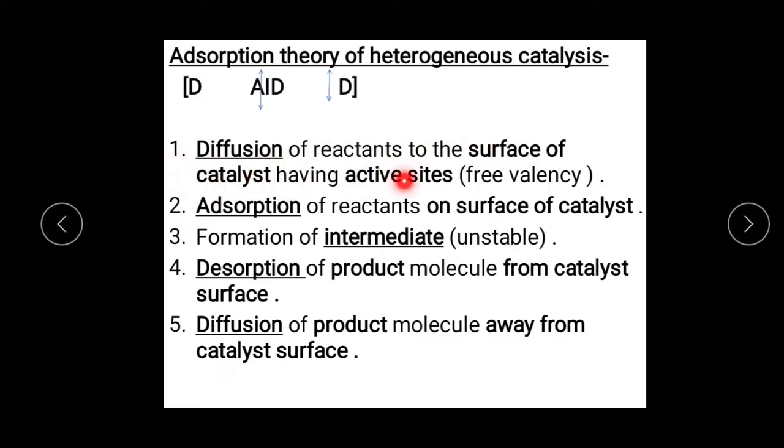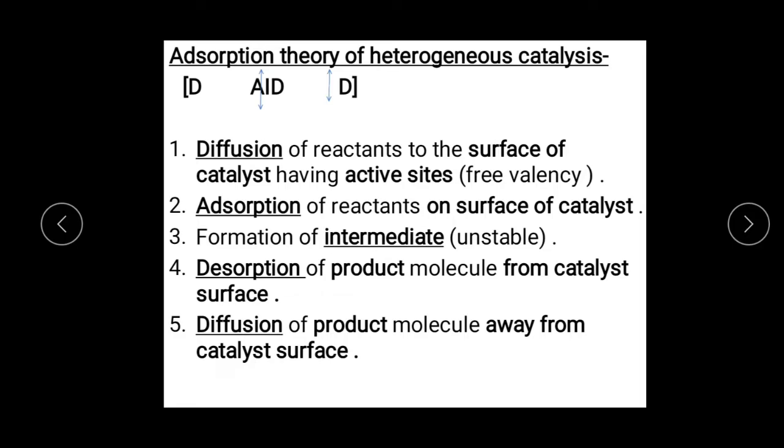In this adsorption theory, it says that first of all, diffusion of reactants to the surface of catalyst occurs, and these catalysts have active sites. Second step is adsorption of reactants on the surface of the catalyst. Third is formation of intermediate, which is unstable. Fourth, desorption of product molecule from the catalyst surface. And fifth is diffusion of product molecule away from the catalyst surface.